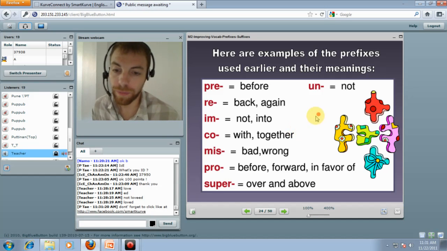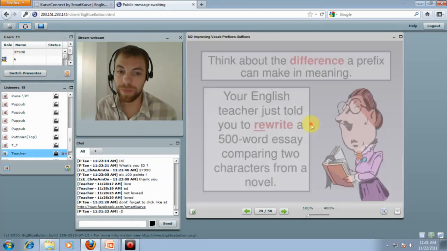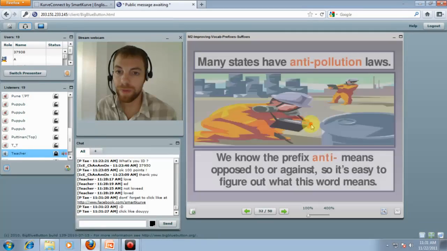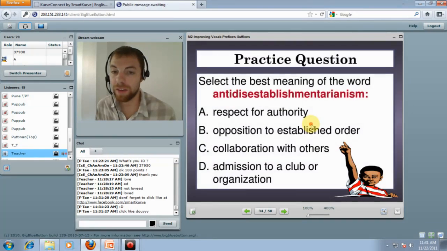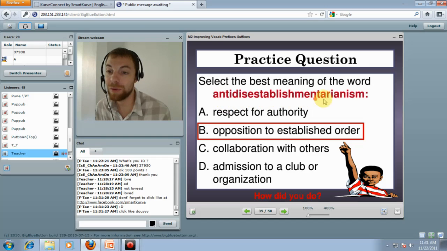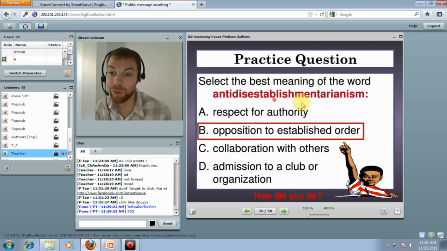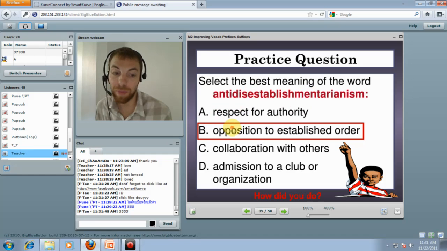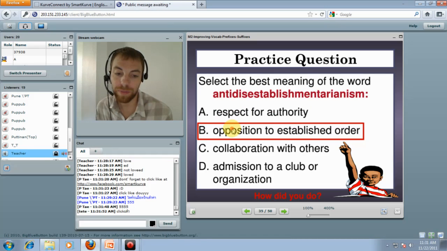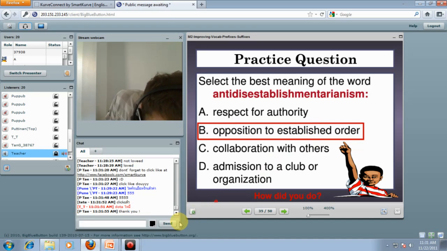Prefixes at the beginning. Even this really big word, many people who speak English do not know this word here. Very, very big. But if you know how to find the word parts, you can find the meaning very easily. Okay. Questions?